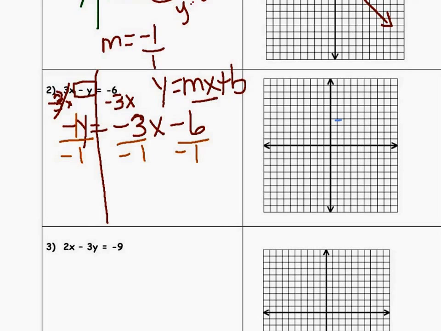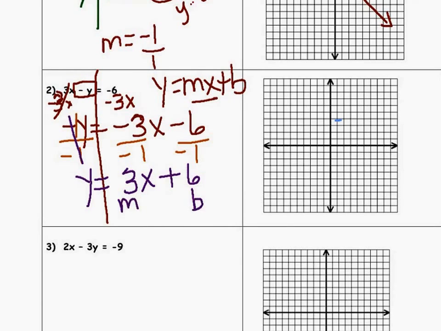So I divided everything by a negative 1. By doing that, I have now made this a positive y, and this becomes negative 3 over negative 1, which is going to be positive 3x. Negative 6 divided by negative 1 is going to be positive 6. Now I have my equation in y equals mx plus b form. I know that this is my m and this is my b.